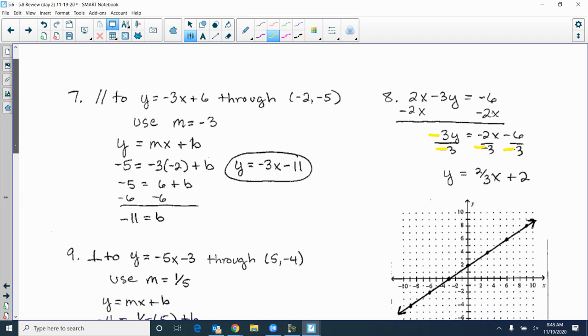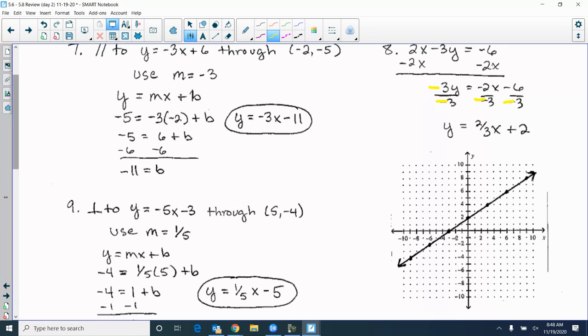So that tells me my graph is going to start right there at +2. And I have the 2/3 slope, so I'm going up 2 to the right 3, or if I go the other way, down 2 to the left 3. There's my slope. What's the answer to number 5?